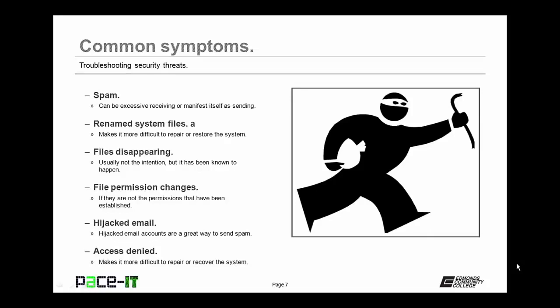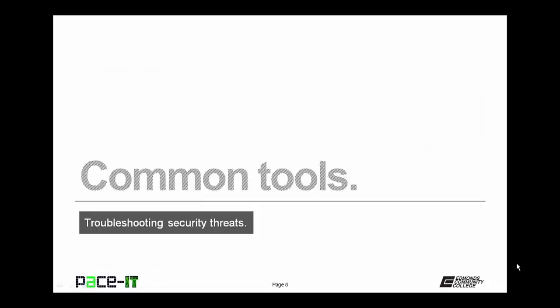If your file permissions change, malware will often change the permissions in an effort to keep you from getting rid of it. If you can no longer get into your email, guess what? Your email's been hijacked by malware. Or if you start experiencing access denied errors to areas of your PC that you could get into before, these all point towards malware being on your system.